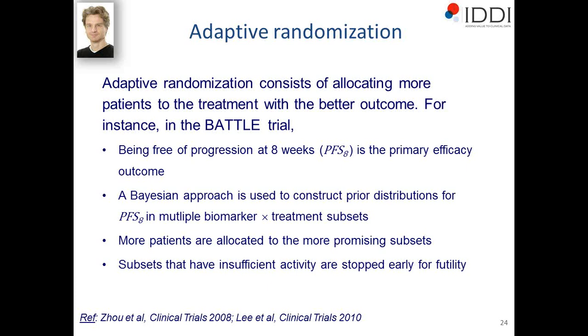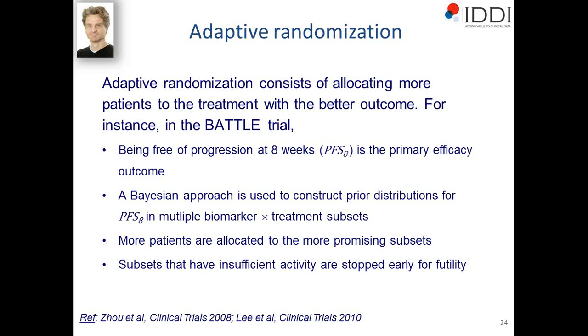So this is the idea of the so-called BATTLE trial, where the endpoint was progression-free survival at 8 weeks, and then a Bayesian approach was used to construct prior distributions for the endpoint in multiple biomarker by treatment subsets. The idea was to assign more patients to more promising subsets, and subsets that have insufficient activity would be stopped early for futility.